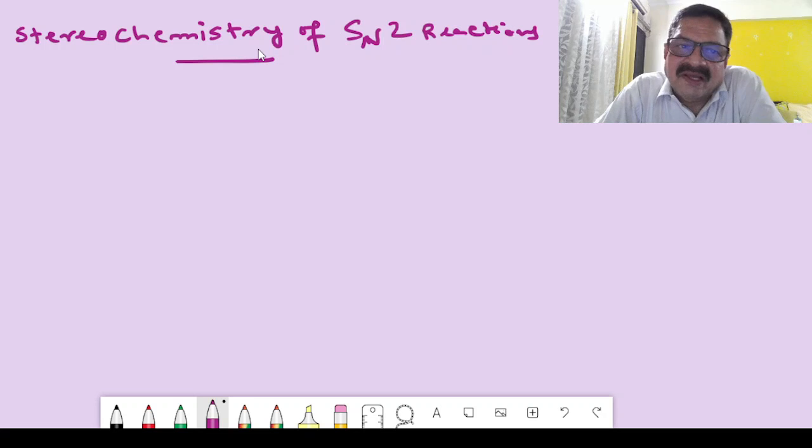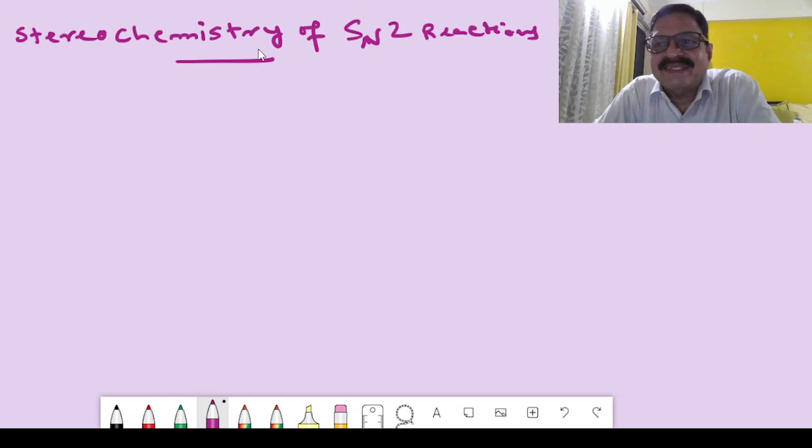Now, there are two possibilities. In the nucleophilic substitution reaction, with a leaving group and a nucleophile, there are two possibilities of attack. The nucleophile can attack from the front or the nucleophile can attack from the back. What does it mean here? One is the front side attack.